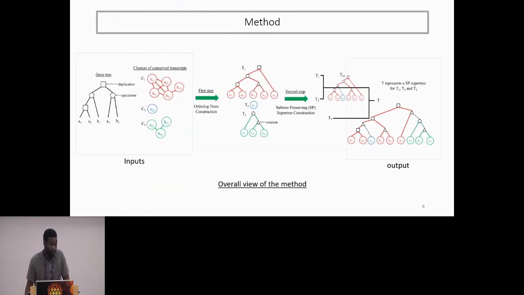So this is the overall view of the method. So the method starts, as I said, with the gene tree and the set of clusters of conserved transcripts at the input. And the first step is to construct the set of ortholog trees. So an ortholog tree is just a tree that describes the evolutionary history of a set of transcripts in a cluster. So ortholog trees minimize the LCA reconciliation with the gene tree at the input. So LCA stands for lowest common ancestor, so LCA reconciliation.